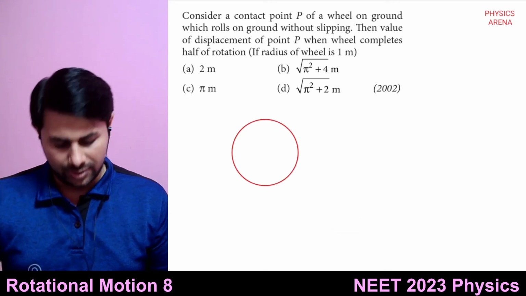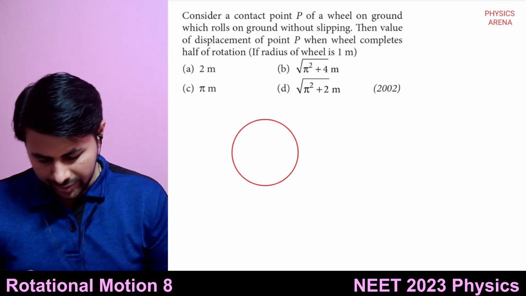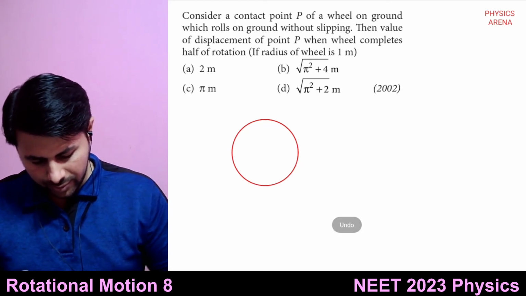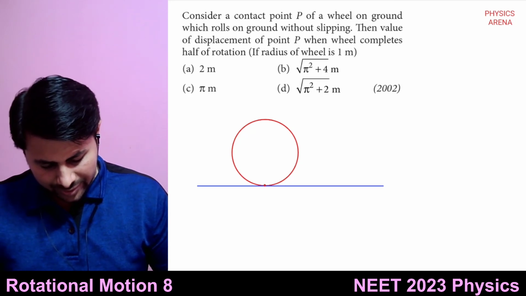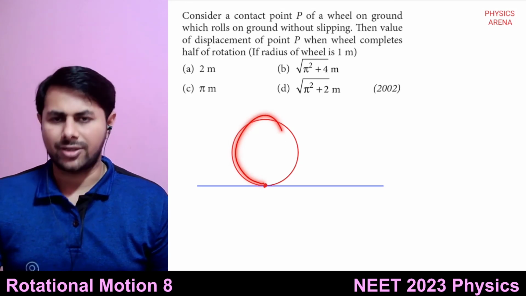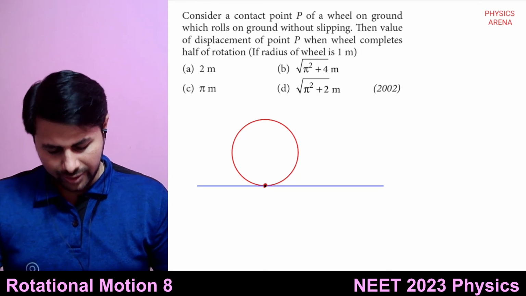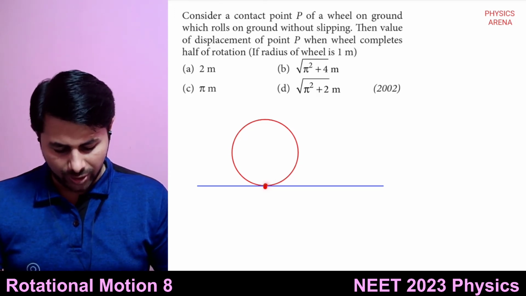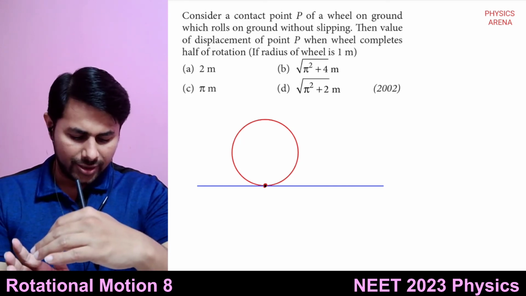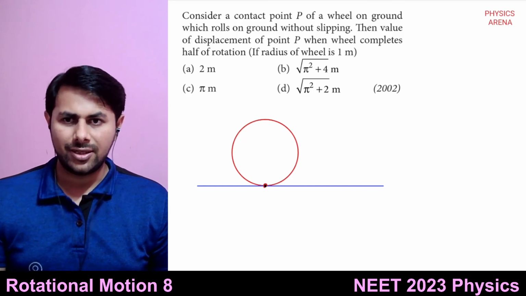There is this wheel and it is rolling without slipping. It's not slipping. Okay, so when this wheel moves with half a rotation, what will happen to this point? Right now it is the point at the bottom. So when the wheel completes half a rotation, it will reach the top, right? It will reach the top.